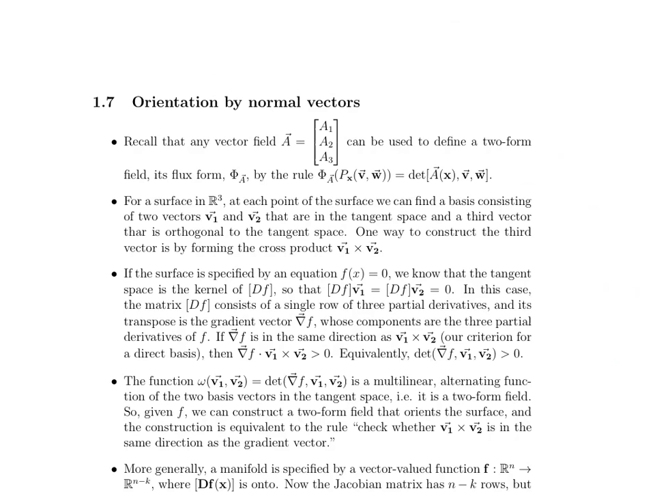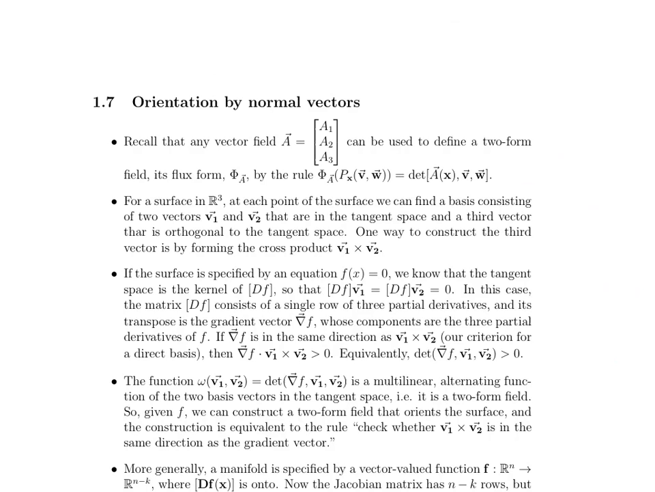Remember that any vector field can be used to define a two-form field, known as the flux form, by the following rule, where we compute the determinant of a 3x3 matrix, where the first column is the actual vector field, and the second and third columns are the spanning vectors of a particular parallelogram anchored at some point on our surface.